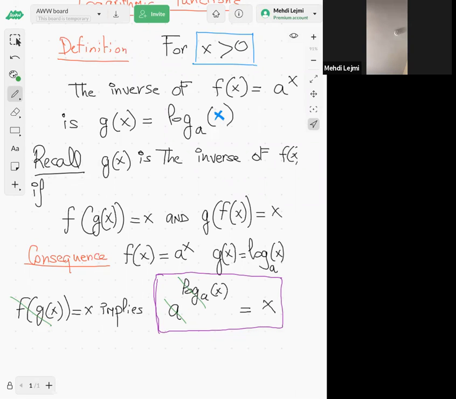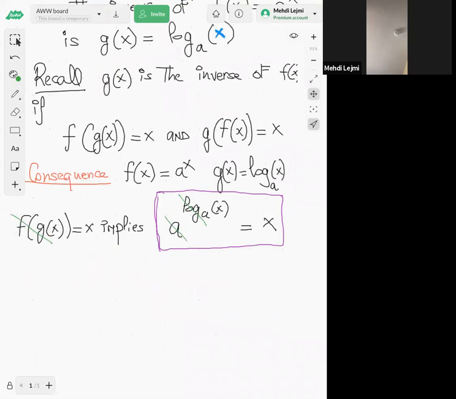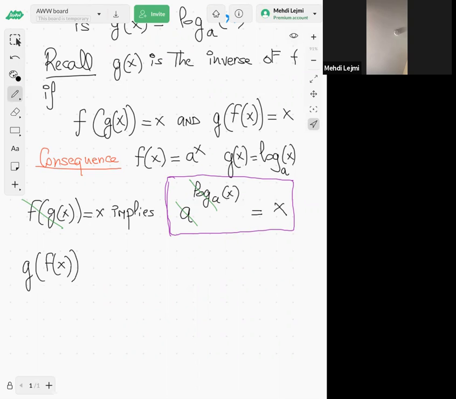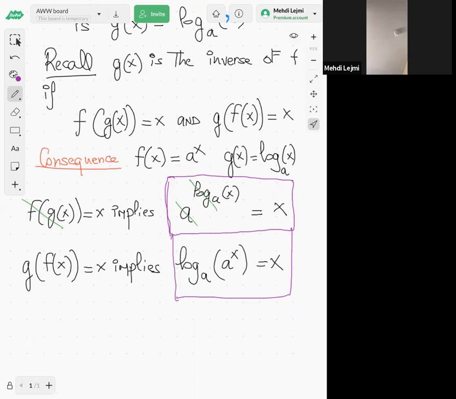Now the second one: if you have g of f of x equal to x, the second identity is a consequence of that. So this implies, my g is log in base a of f, and my f is the exponential, so that's a to the power x. And that is also equal to x. So this is our second identity, right? So we have two identities.